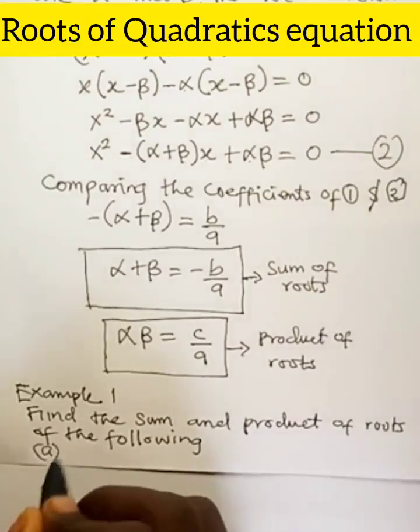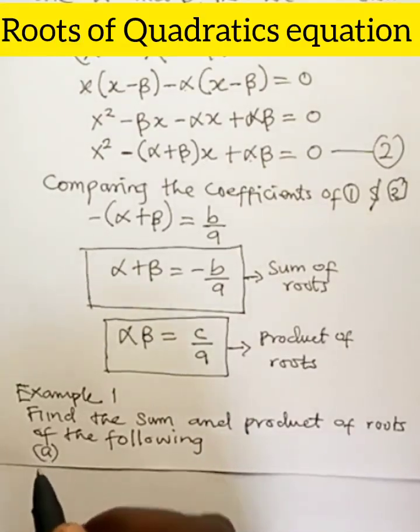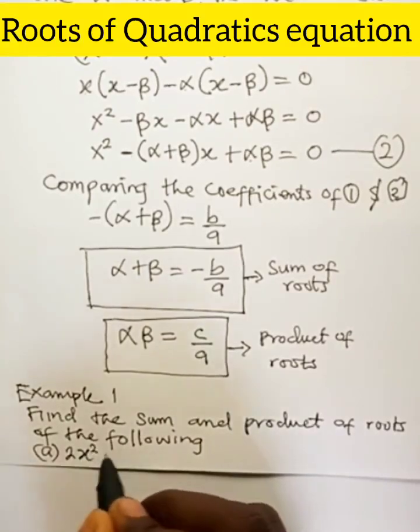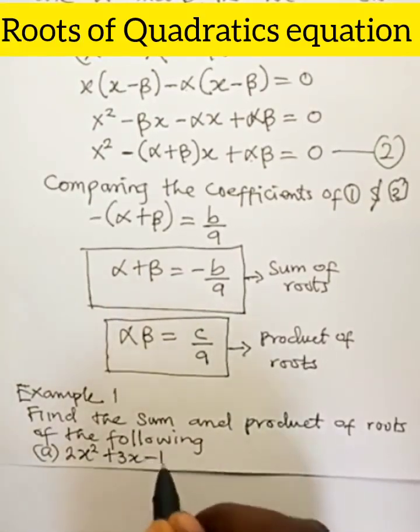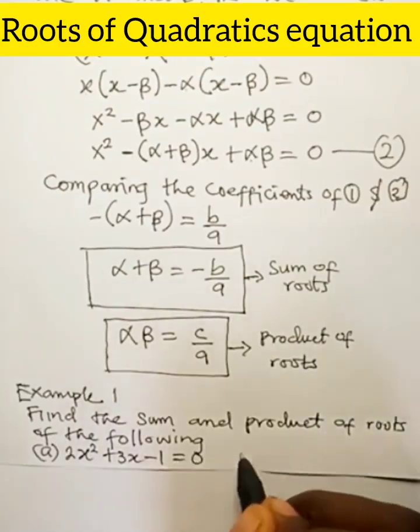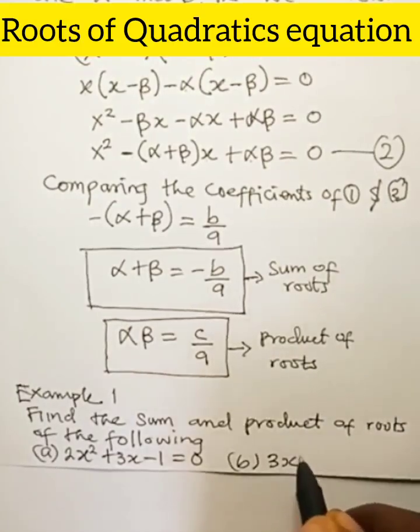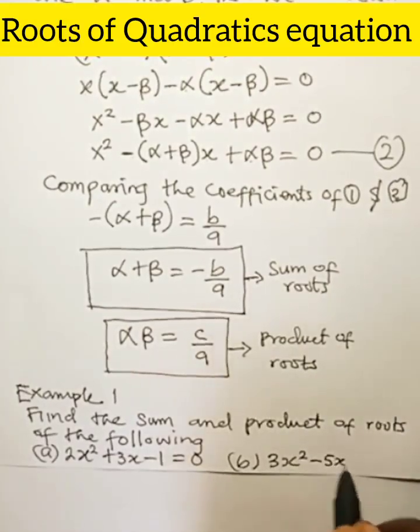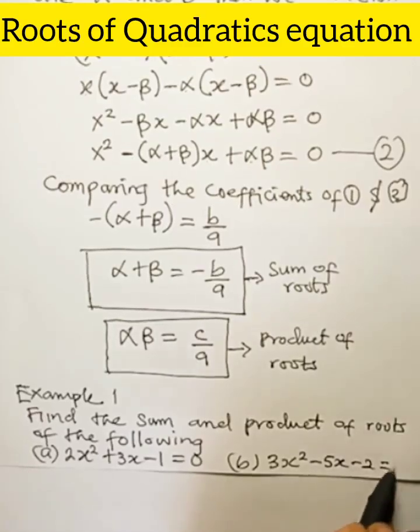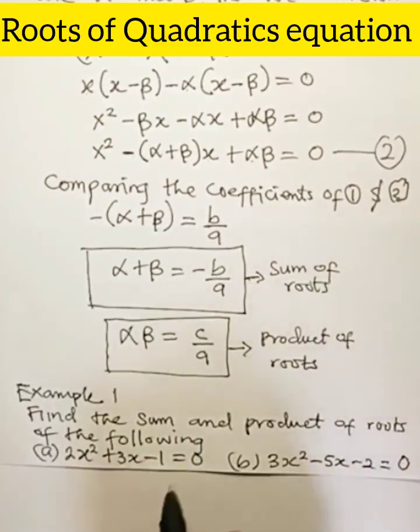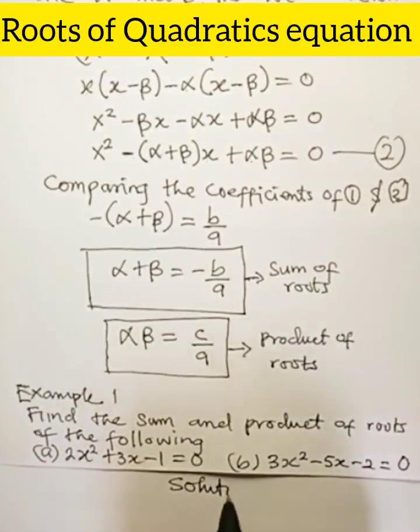Let's say A, we have 2x² + 3x - 1 = 0. Then B, we have 3x² - 5x - 2 = 0. So let's solve this.